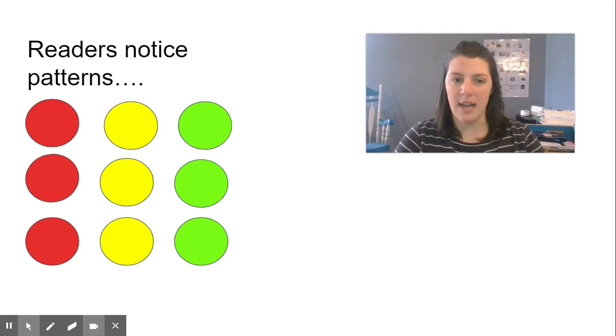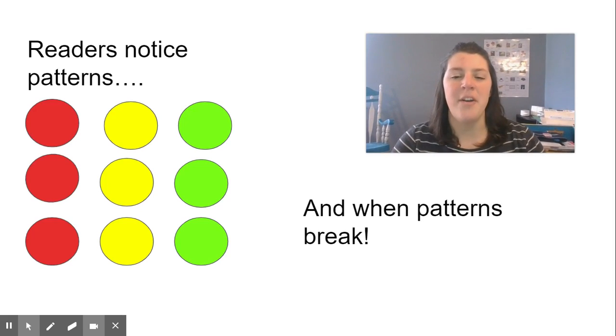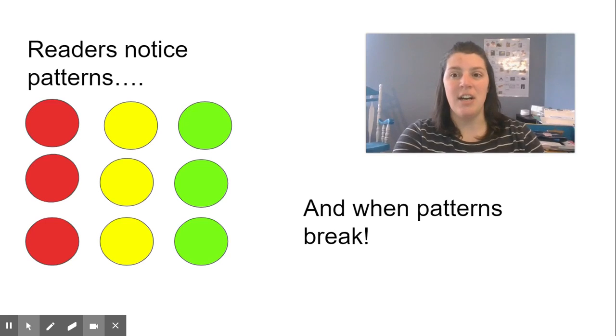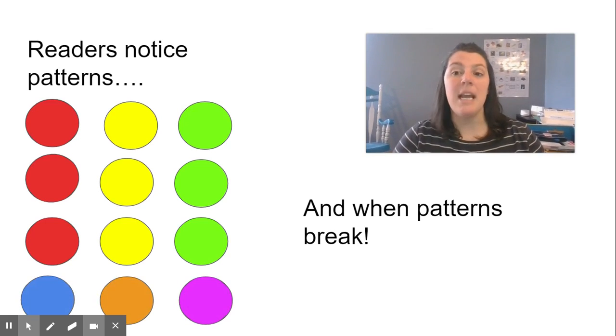But then sometimes, as a reader, I also notice that the pattern breaks or changes. So I just had all those pattern sentences. What if my last sentence was, we love fruit? That would be a pattern break or a change. As a reader, I need to be expecting there to be a change in my pattern or when the pattern breaks. A lot of times I see this at the end of the book. Have you noticed that? The last page of a book, often the pattern changes or breaks.